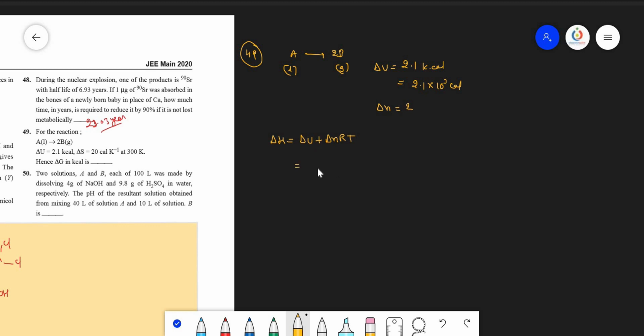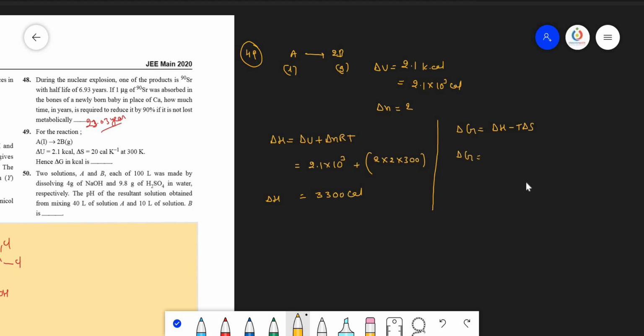So here it equals the delta U value, 2.1 into 10 power 3, plus 2 into 300 Kelvin, as the temperature is already mentioned. If you do the calculation, we get 3300 calories. That is delta H. Now let us solve for the delta G value. Delta G equals delta H minus T delta S.